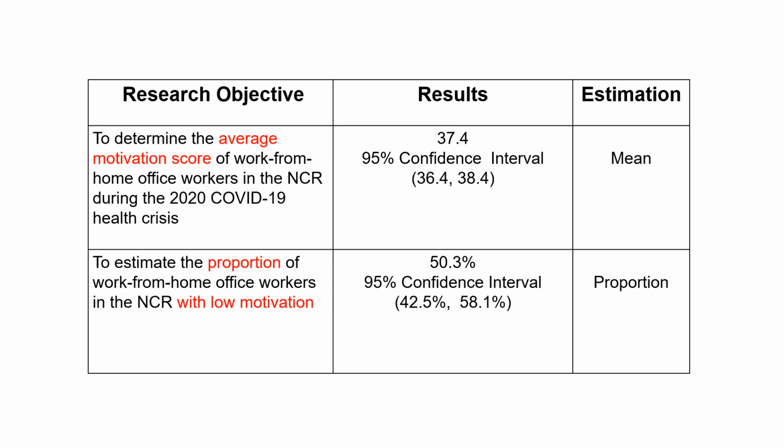These are examples of estimating a population mean, which is the motivation score of work-from-home office workers in the National Capital Region during the 2020 COVID-19 health crisis, and estimating a population proportion, which is the proportion of work-from-home office workers in the NCR with low motivation. The single number represents the point estimate, and the two numbers represent the lower and upper limit of the interval or the interval estimate.